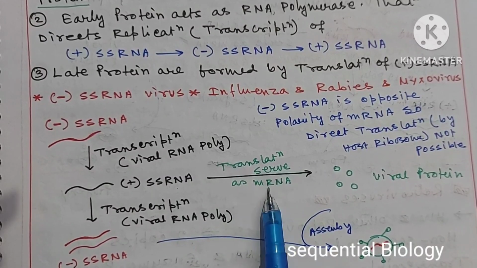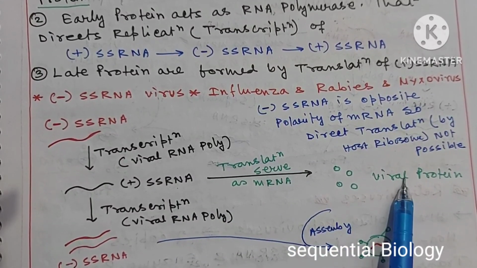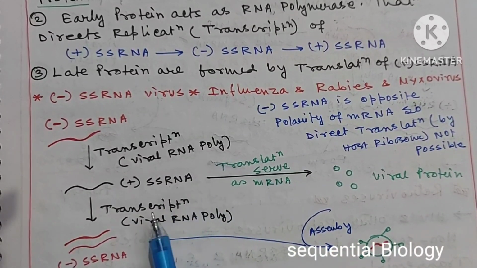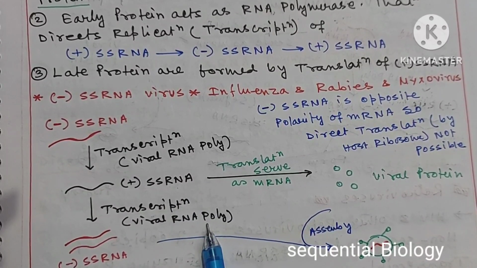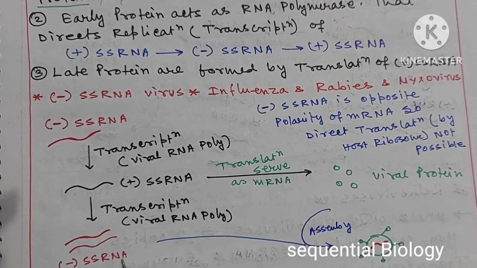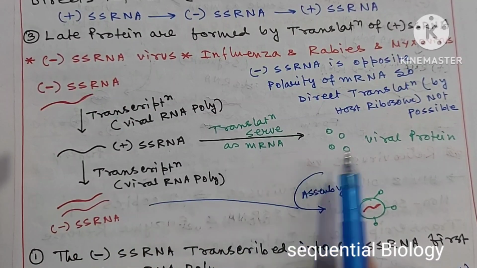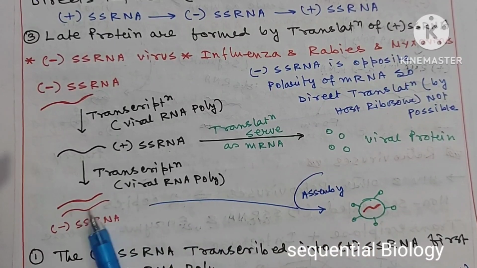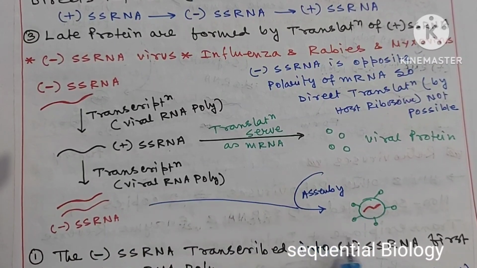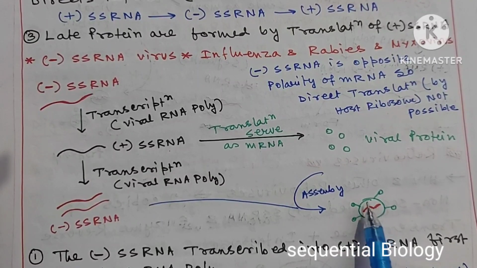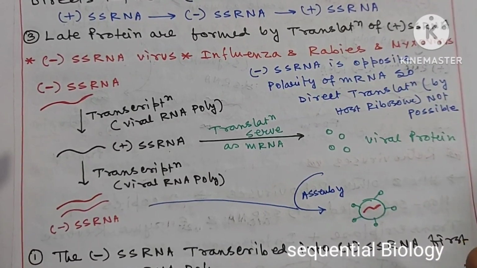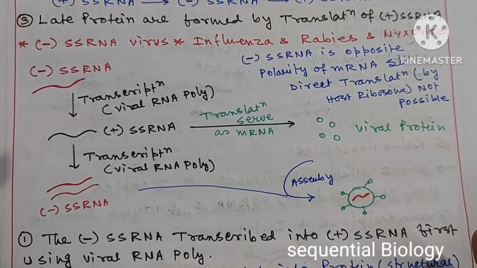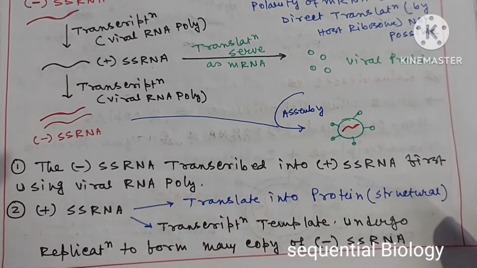It serves as the mRNA, so viral proteins are synthesized, and then this plus ssRNA also undergoes transcription using the viral RNA polymerase, and this will produce many minus ssRNA. So many viral proteins and many progeny ssRNA will be packaged to form many progeny viruses. This is the reproductive strategy of minus ssRNA containing viruses like influenza virus, rabies virus, and myxoviruses.